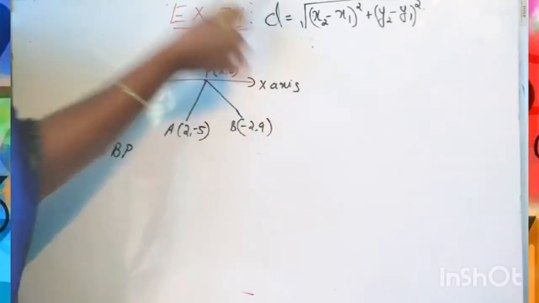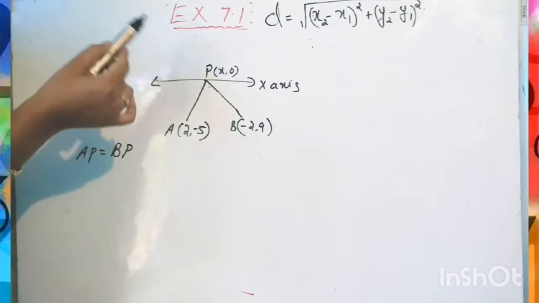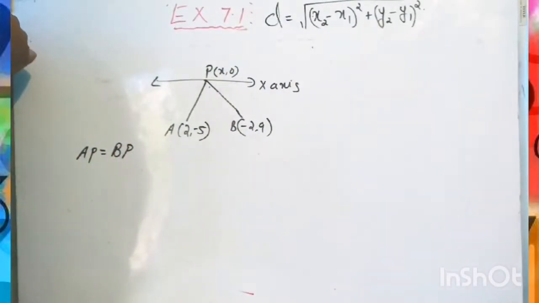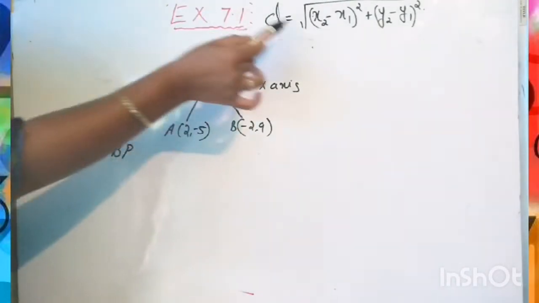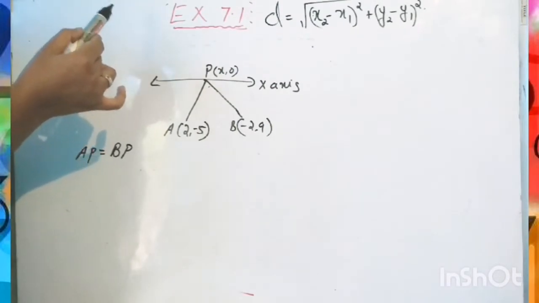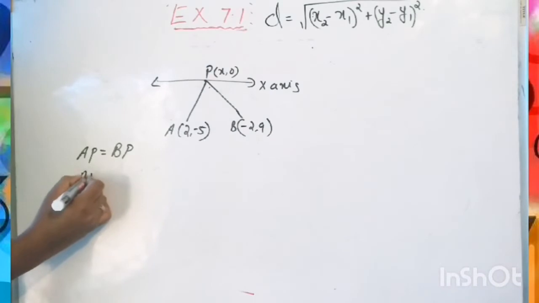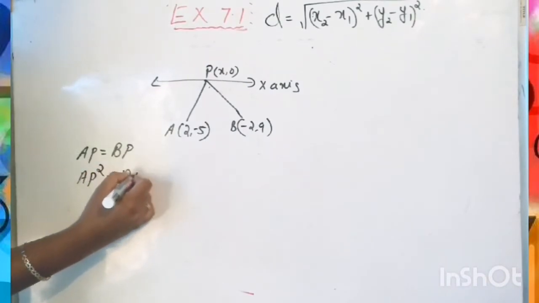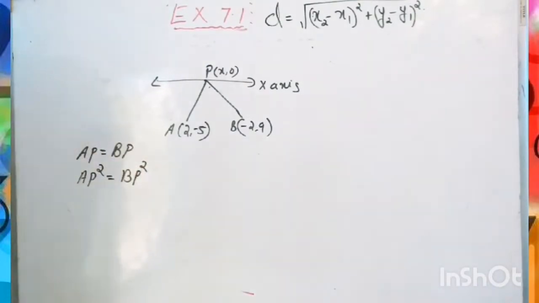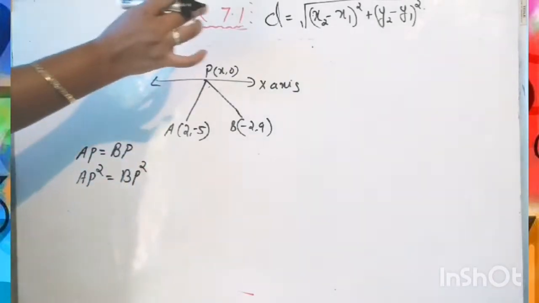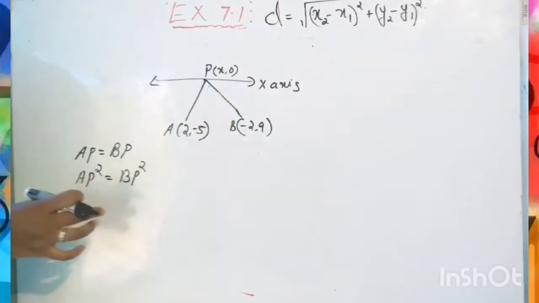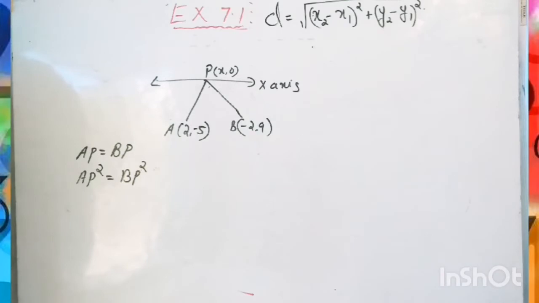We have one square root in this distance formula. We need to eliminate that square root. If we want to eliminate square root, we need to take square on both sides. So I'm going to take square on both sides. AP square is equal to BP square. That's why we are taking square on both sides.